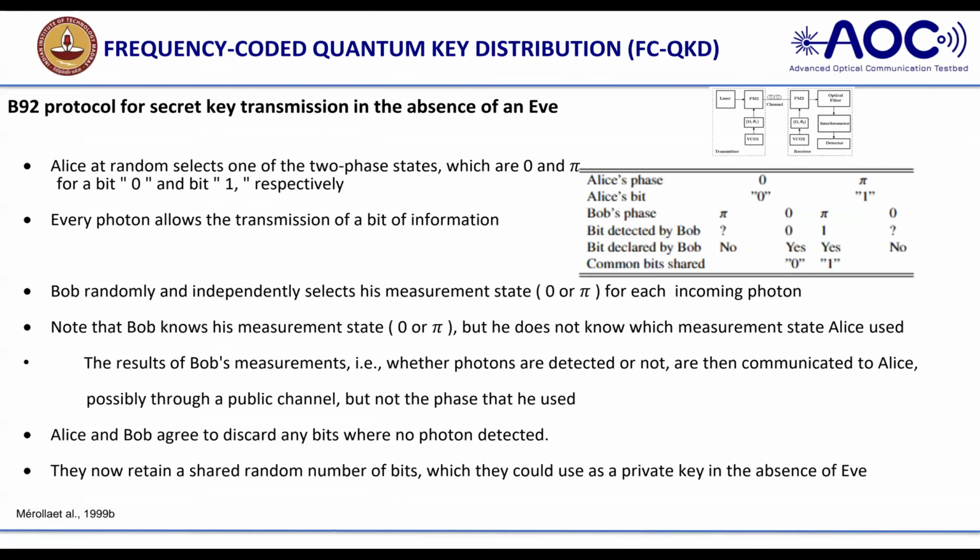So let us go on to the frequency QKD, and then I will go to this tabular column. In the tabular column, the transmitter is Alice, and the receiver is Bob. Alice's phase is what we call the B92 protocol. It means that we are assuming two phase conditions with a different frequency. So the frequency corresponds to the lasers at omega L and omega L plus capital omega here, and that is capital omega for the RF source, and here also capital omega.